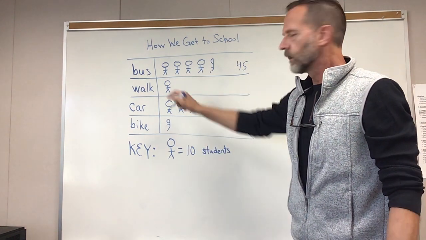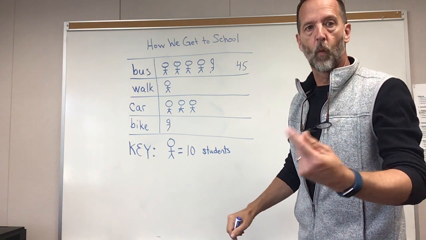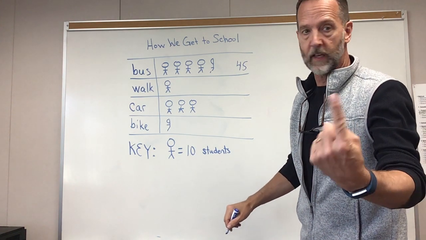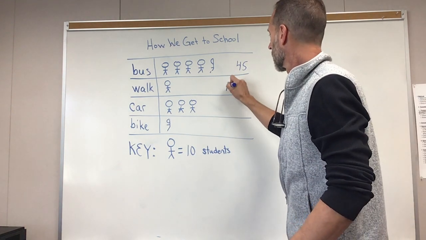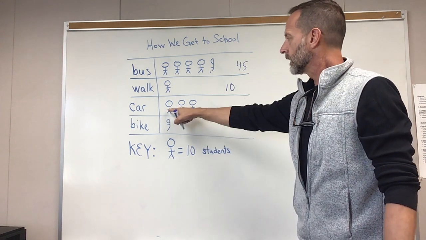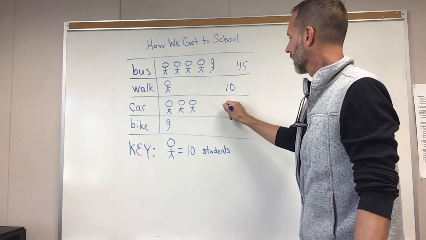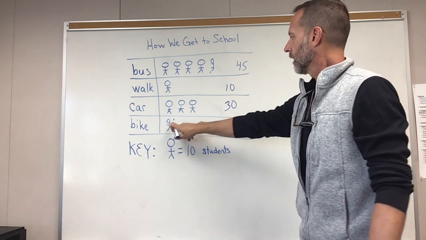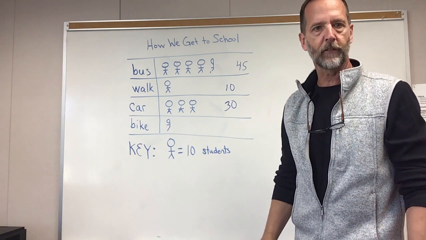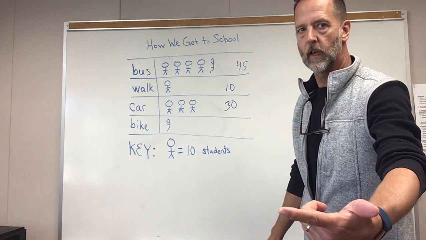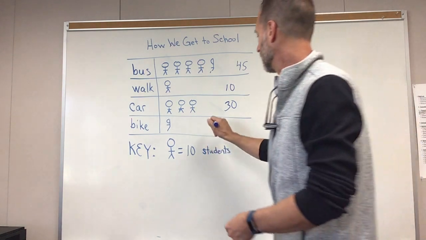I have one stick figure for the walking kids. Does that mean 1 kid? No, it means 10. Kids who rode in the car, 10, 20, 30. And for bikes, again, I have a half a stick figure. Half a stick figure is half of 10, which is 5.